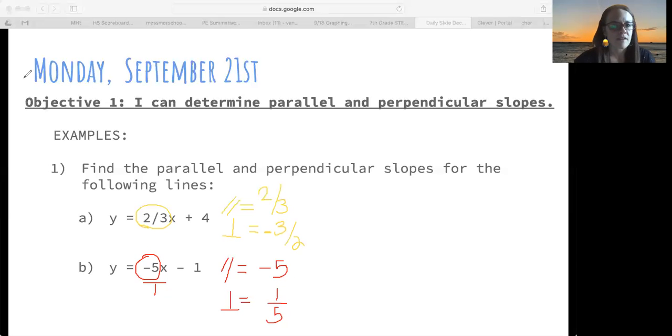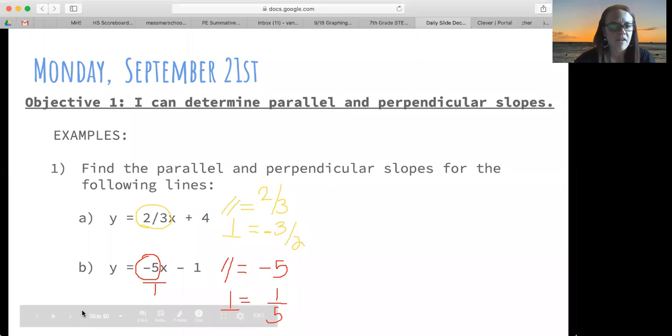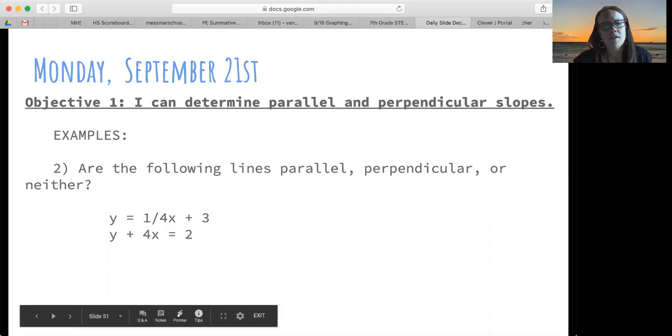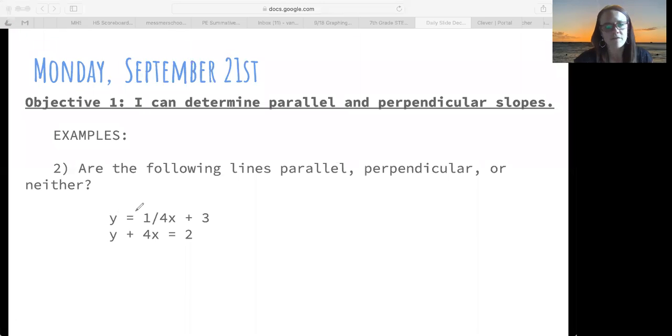Okay, the next thing then that I might ask, or you might see, in some questions is comparing now. So here's an example of how you might have to compare. This time I'm giving you two different equations and I'm asking you to compare the two of them. Are they parallel? Are they perpendicular? Or are they not related at all?